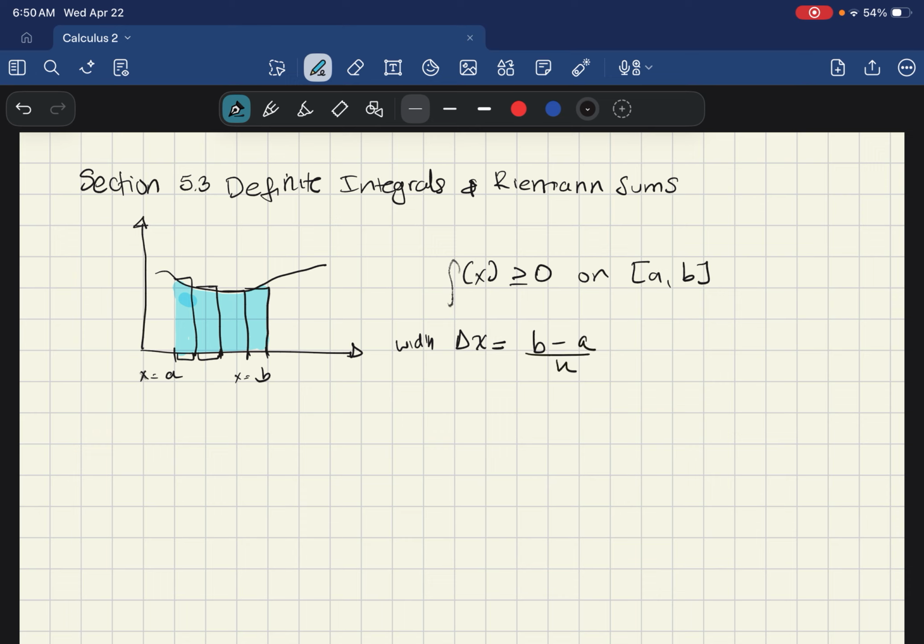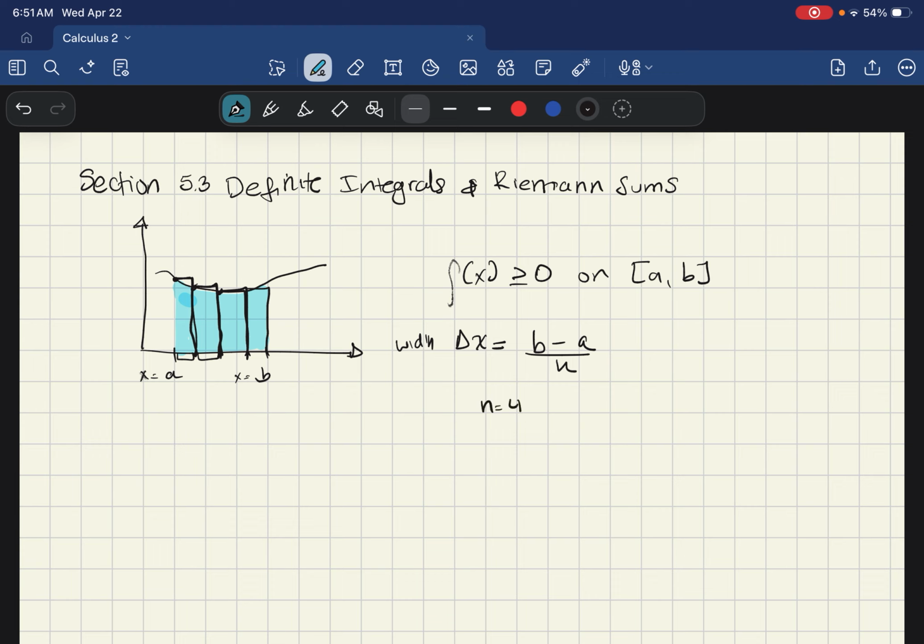We can build a rectangle on each piece using the function value at the left end point. See how I did this: the left end point, and then the rectangle with that left end point value as the height. The idea is to add up all the rectangle areas to get an approximation. This is what is called Riemann sums. In this particular case, n is equal to 4 because I have 4 rectangles.